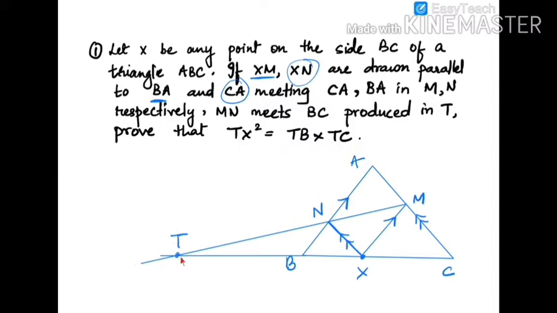So triangle TCM is one triangle in which NX will be parallel to MC, so we can apply the basic proportionality theorem. The other triangle will be triangle TMX in which BN will be parallel to XM. So we can apply the basic proportionality theorem.